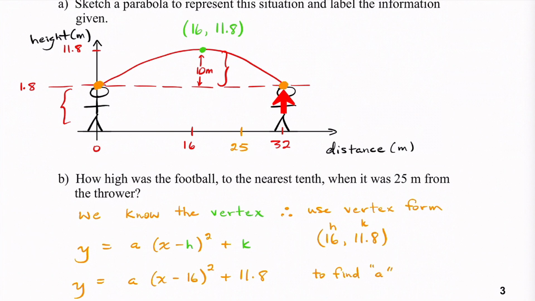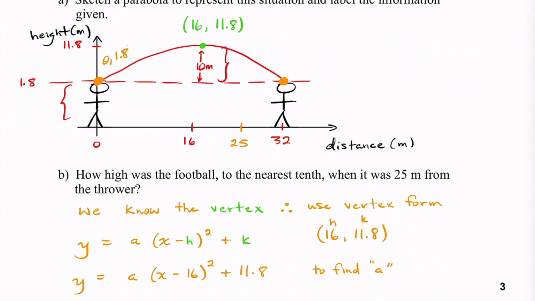Both of those I know. The first one here is at 0 and 1.8, and the second point is 32 over and 1.8 up. Okay, now of those two, this one is a lot simpler. There's smaller numbers compared to this one, so I want to use this one. You could use this one, it's just going to be more difficult with this.